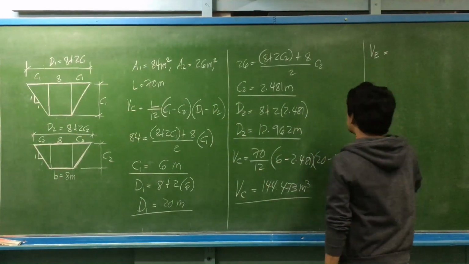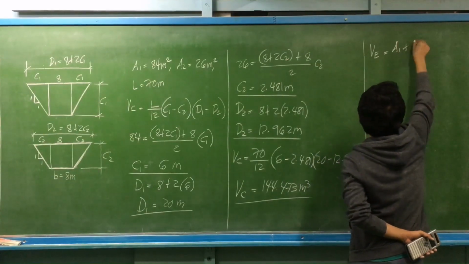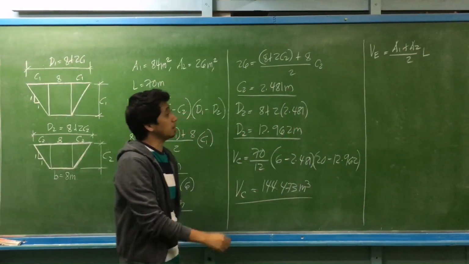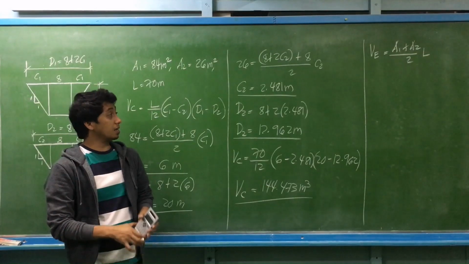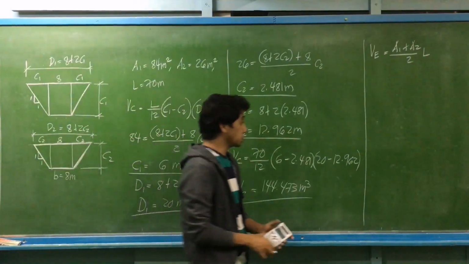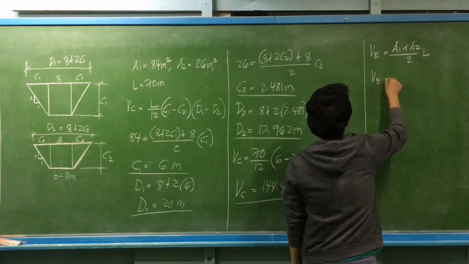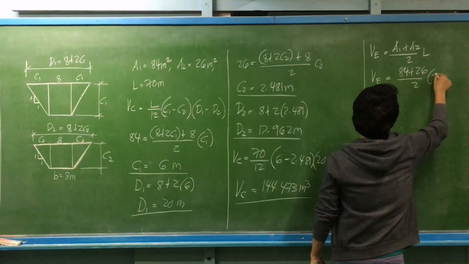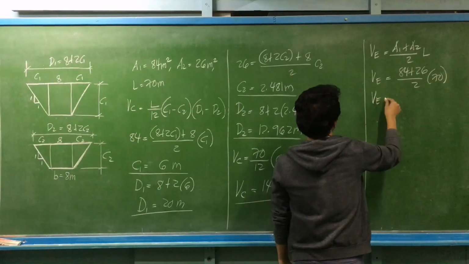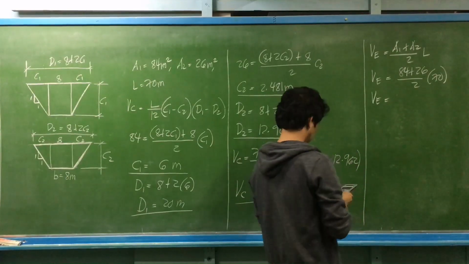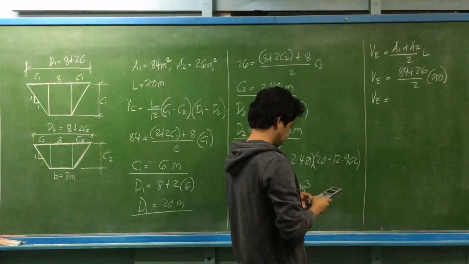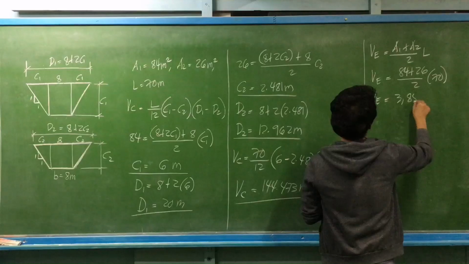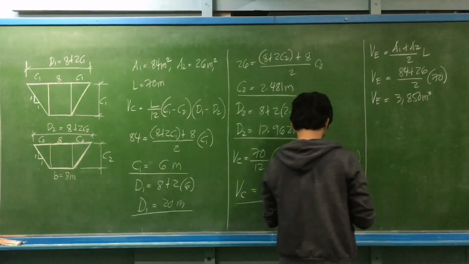Yung erroneous na volume, that is the end area method. Yun yung area 1 plus area 2 divided by 2 times the length. So take note that that is the end area method. Average lang tayo ng areas times the length. So considered as erroneous. So we have the volume erroneous is equal to area 1, we have 84 plus 26 divided by 2 times 70. So our erroneous volume is equal to 3,850 cubic meters.